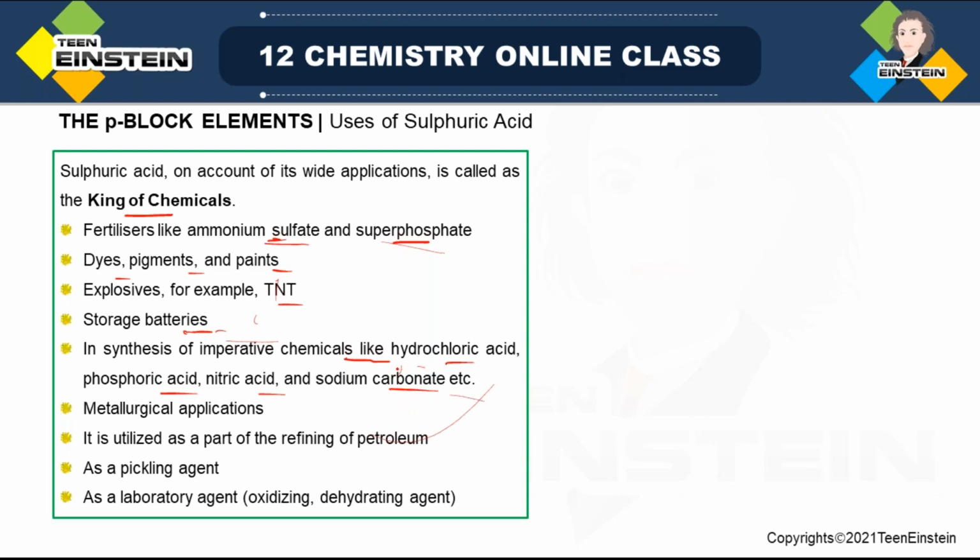the help of H2SO4. Then metallurgical application that we have seen in the metallurgy chapter, it is utilized as a part of refining of petroleum, as pickling agent and laboratory agent. It has huge application because it has different types of property: oxidizing property, dehydrating property. In organic chemistry also, this dehydrating property is utilized highly.